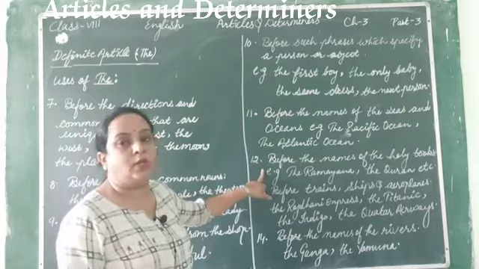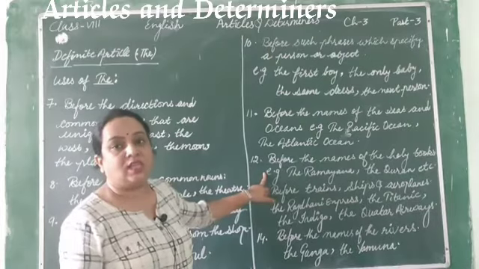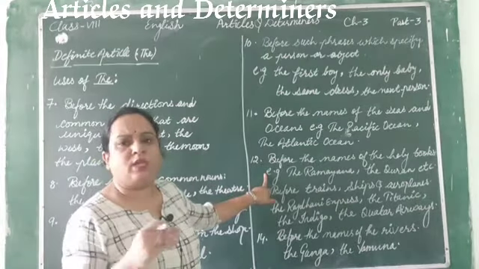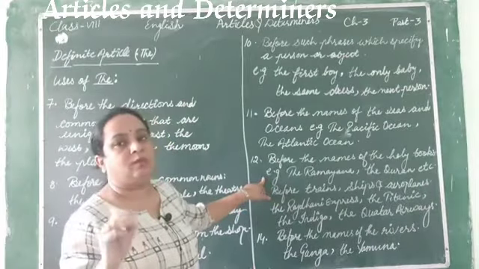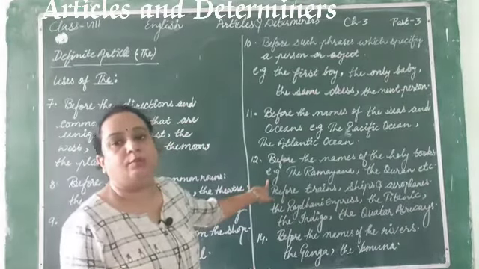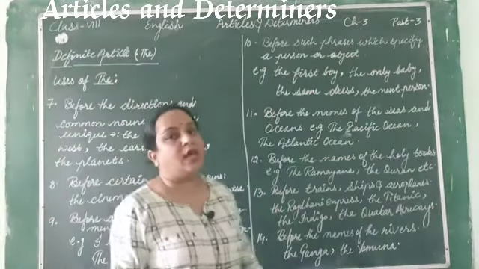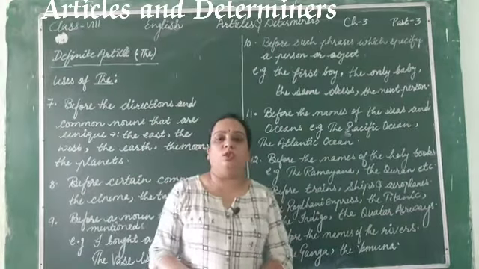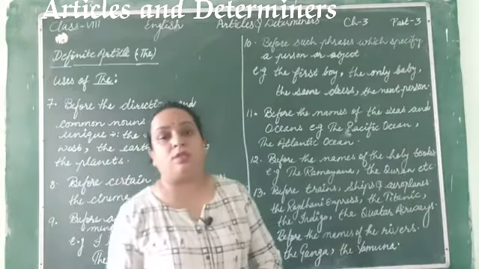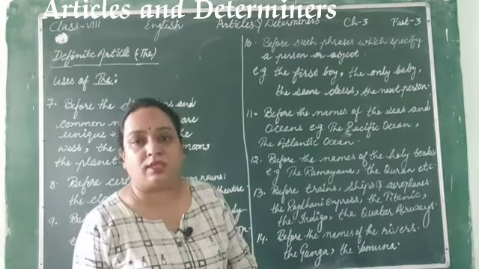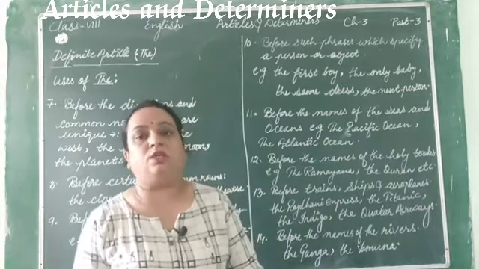Next is rule number 12. Before the names of the holy books, the Ramayana, the Mahabharata, the Guru Granth Sahib, the Gita, okay, holy books of any religion, and the names of epics, we will use "the" before that. Next, before the names of the trains, ships and aeroplanes also we will use "the", right? Like the Rajdhani Express, the Shatabdi Express. These are names of trains.